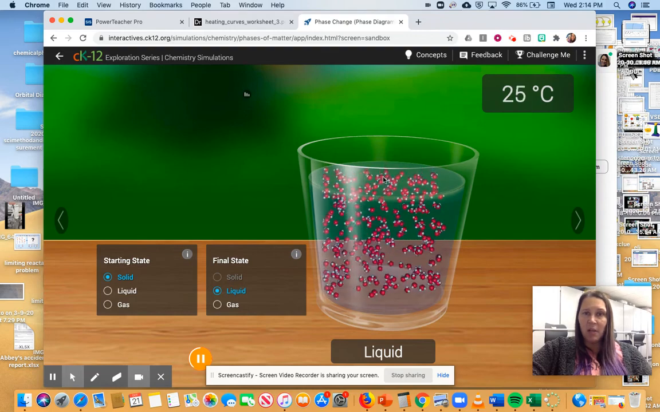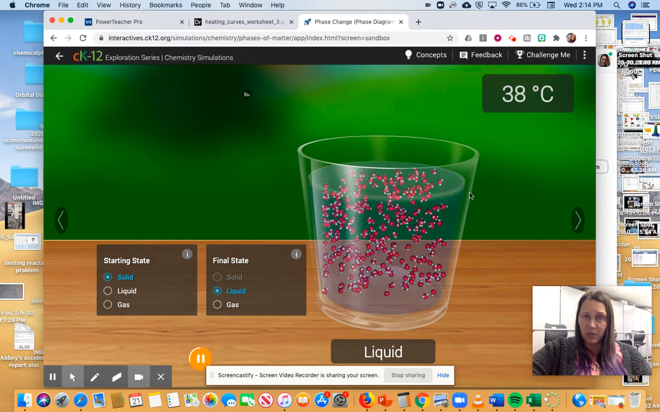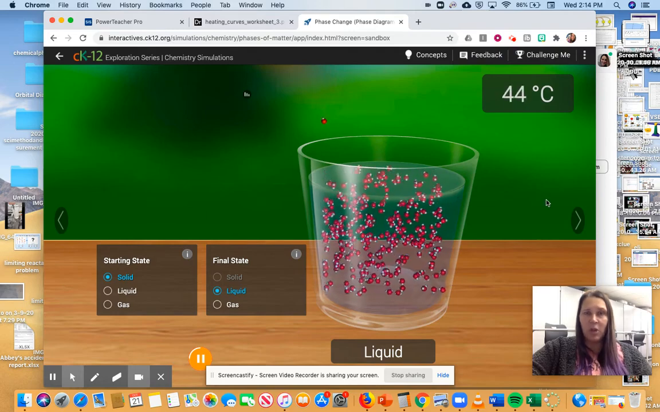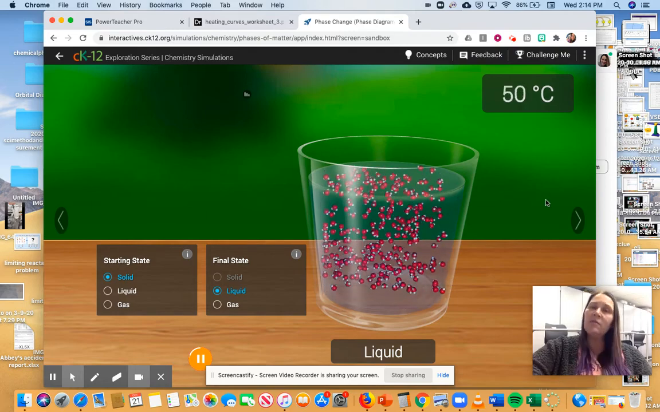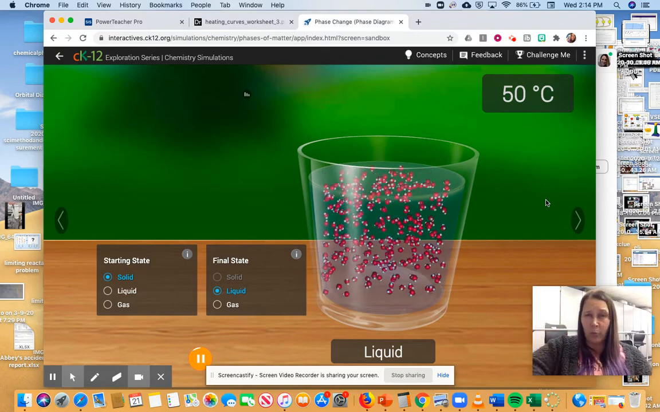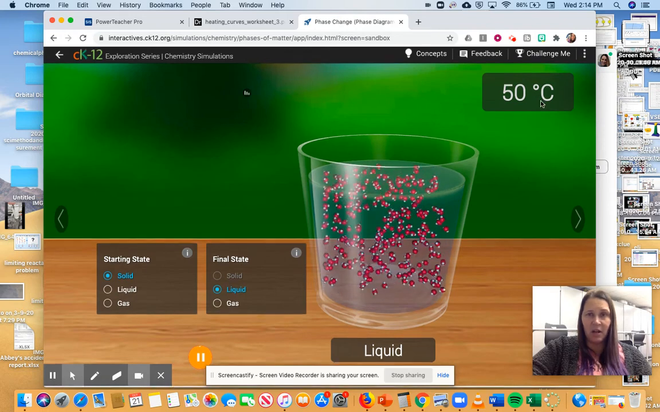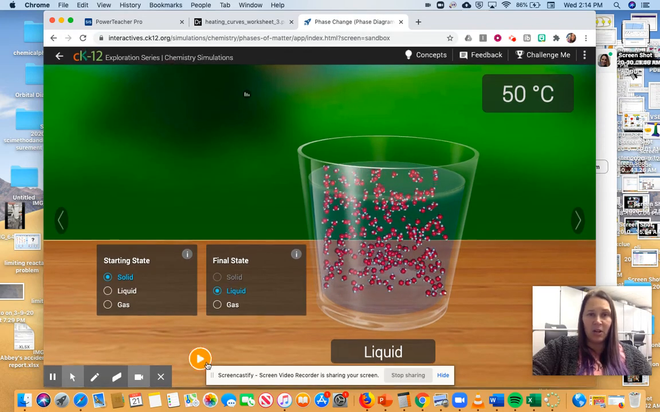So we can see a couple of the particles take off and leave by evaporation. They're leaving from the surface. And evaporation, remember, is a way that something can vaporize from the surface of the liquid, but without reaching the boiling point. So notice that this evaporation is taking place here before our temperature has gone up.